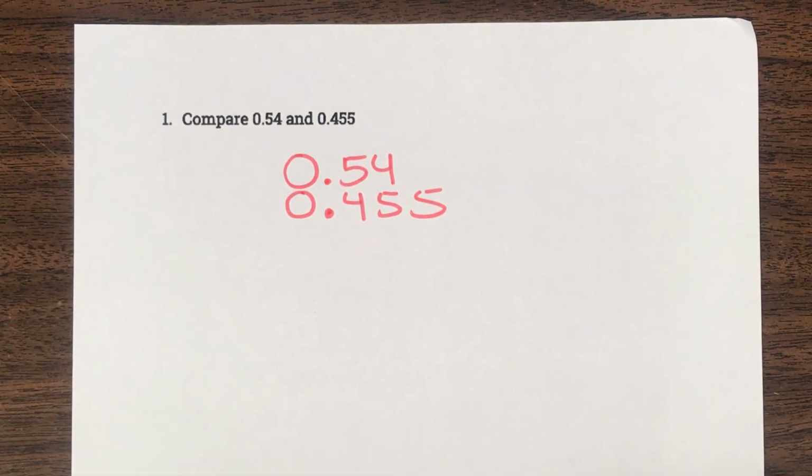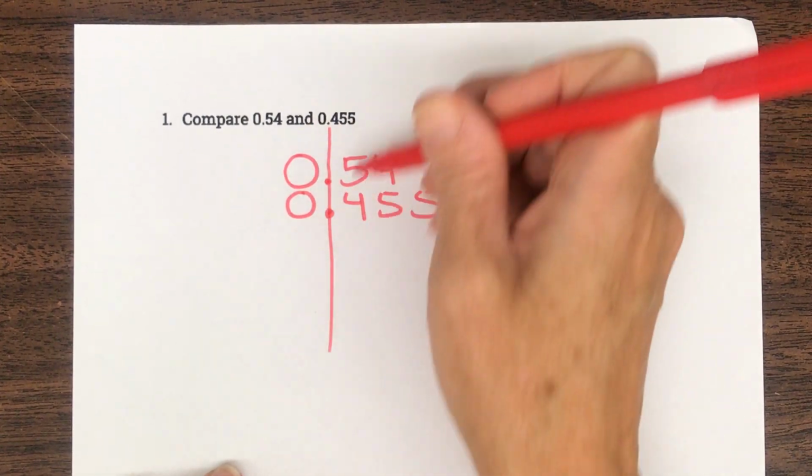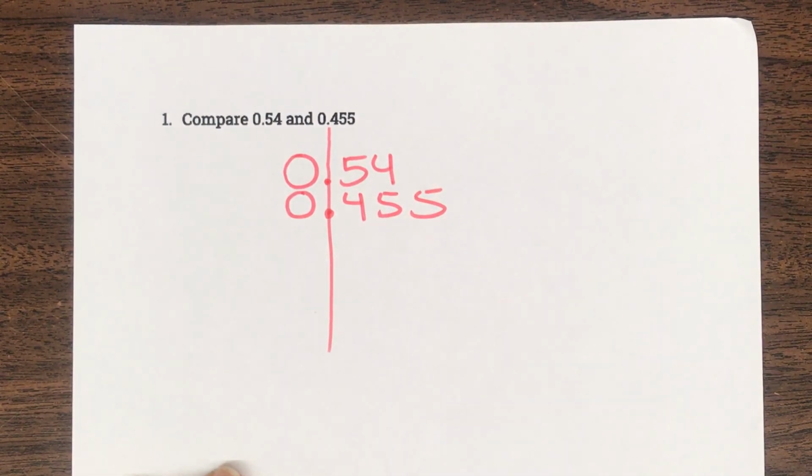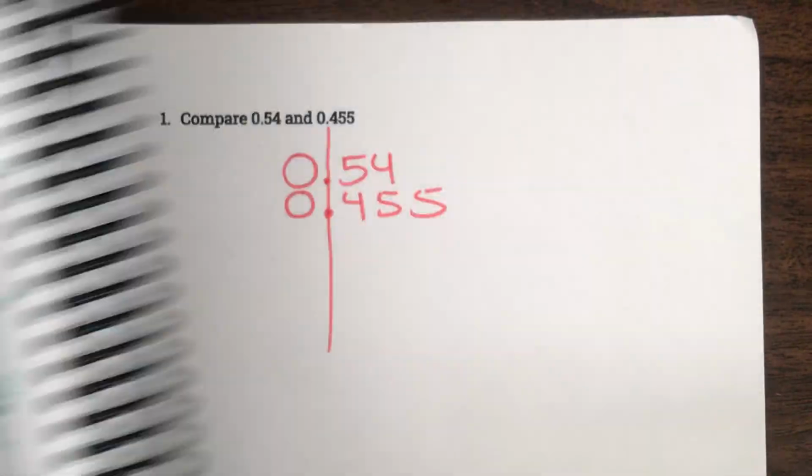And I want you to notice not only is my decimal point lined up, but notice how my other columns are nicely lined up. Okay, so that's what step 1 means, to make sure you line up the decimal point. Our next step says add zeros to make a box.